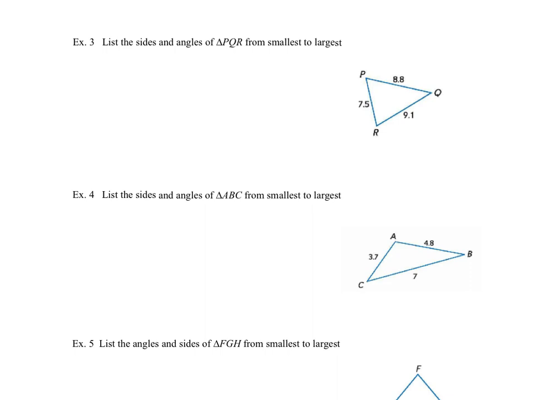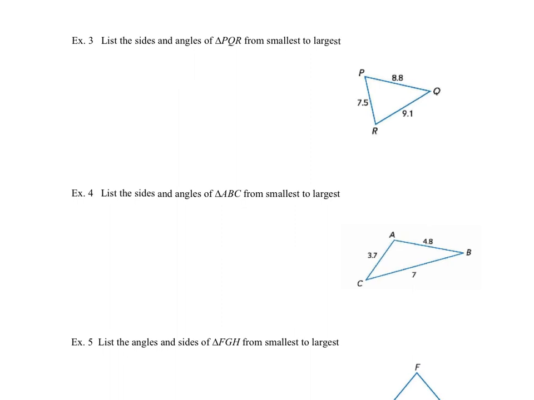Let's apply these theorems to a few examples. So example 3 says, list the sides and angles of triangle PQR from, now notice what it says, from smallest to largest. When you have quizzes and tests, pay attention to the question, because sometimes you'll be asked to list angles and sides from smallest to largest, and sometimes it'll be largest to smallest. So you don't want to miss points unnecessarily. Make sure you always read the question.